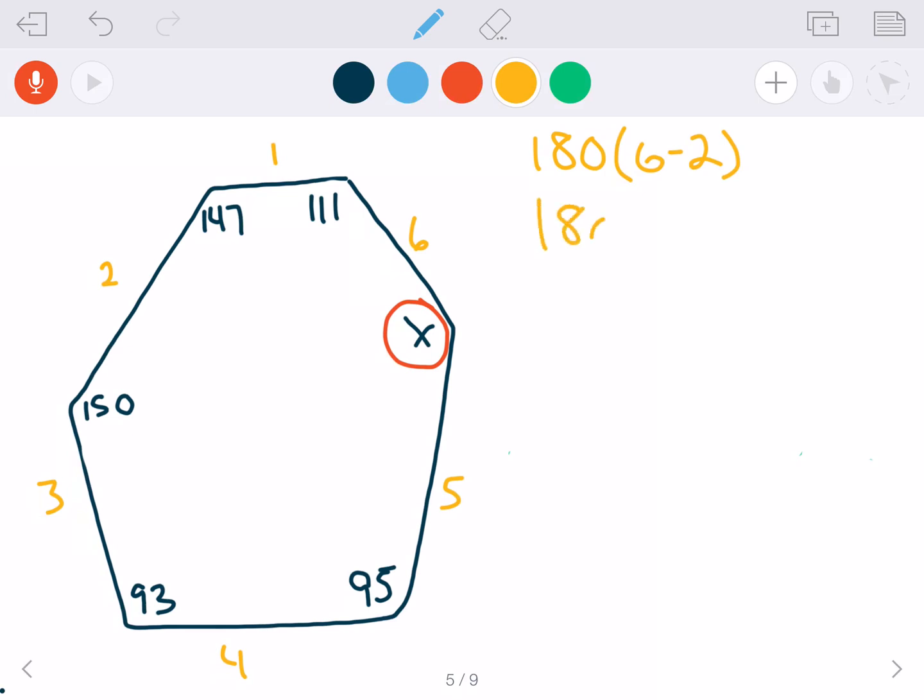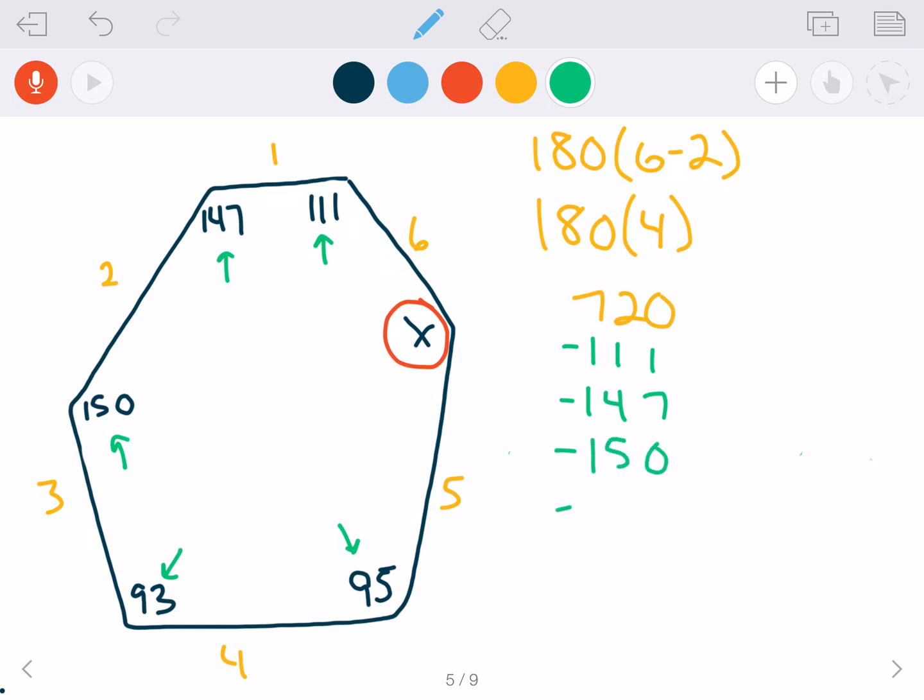So 180 times 4 is going to equal 720. So now we know 5 of the 6 angles. We're looking for the x, which is circled on here. So what we're going to do is take off the other 5 angles that we know, and that's going to tell me what's left. So I'm going to take 720, and I'm going to take off all 5 of those angles.